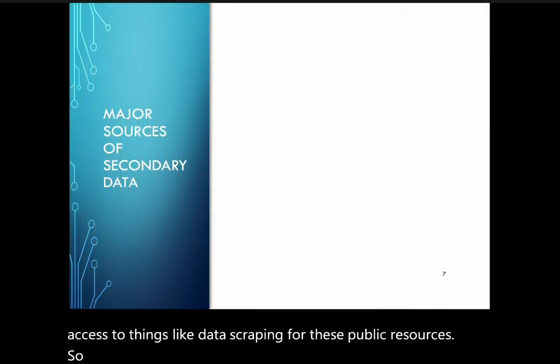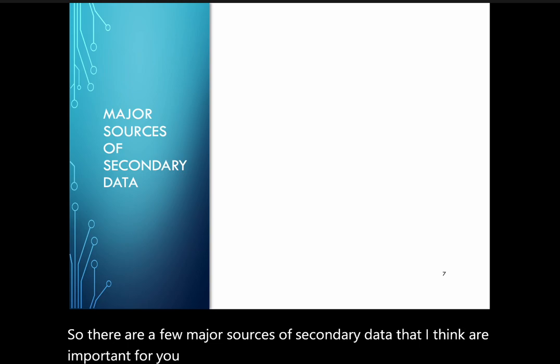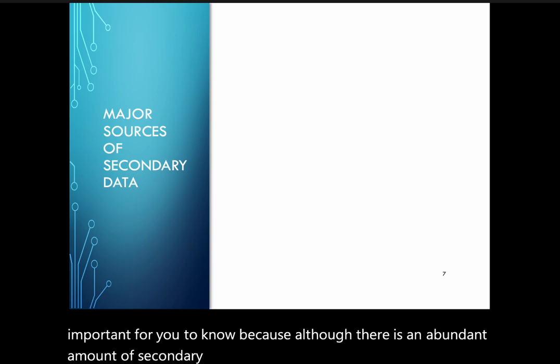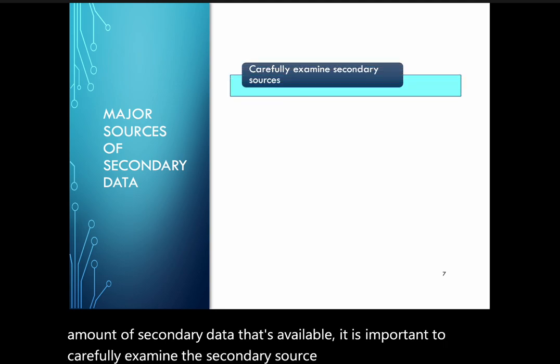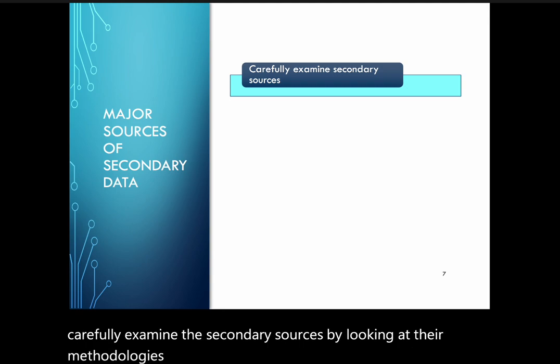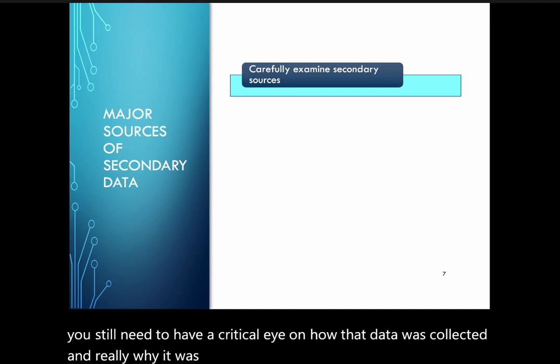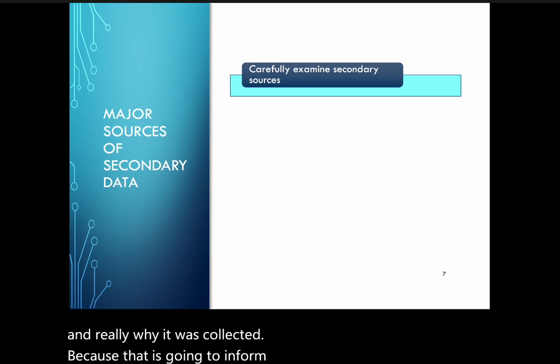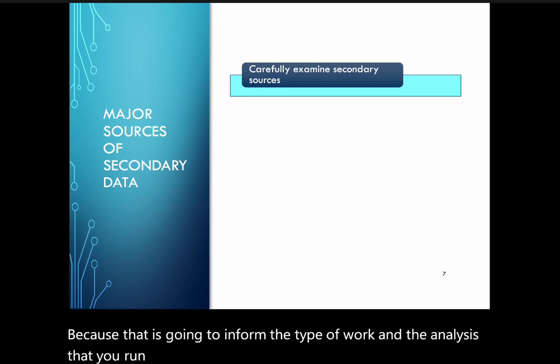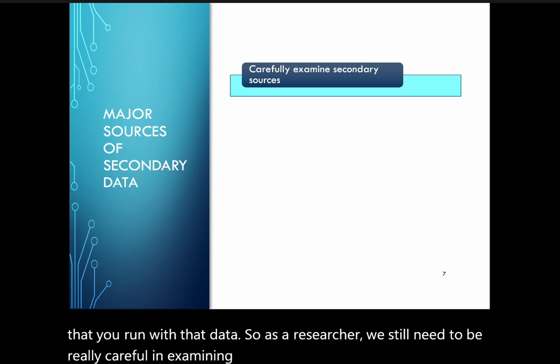There are a few major sources of secondary data that I think are important for you to know because, although there is an abundant amount of secondary data available, it is important to carefully examine the secondary sources by looking at their methodologies. As a researcher, if you're using secondary data, you still need to have a critical eye on how that data was collected and really why it was collected, because that is going to inform the type of work and the analyses that you run with that data.